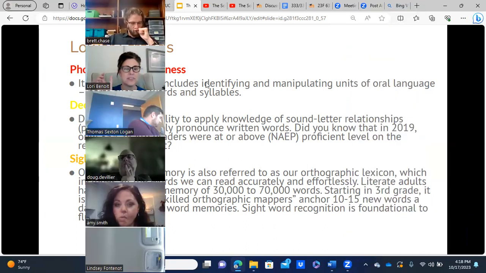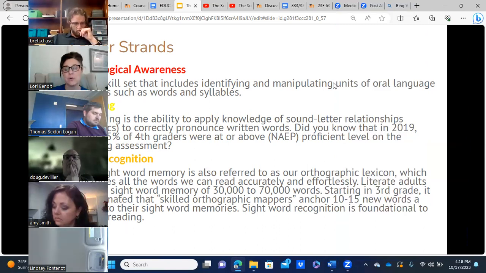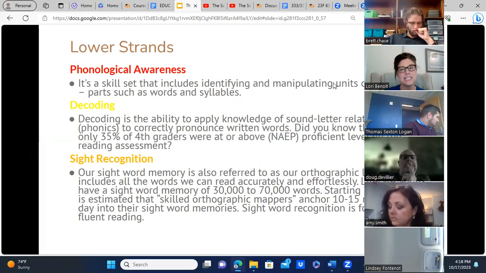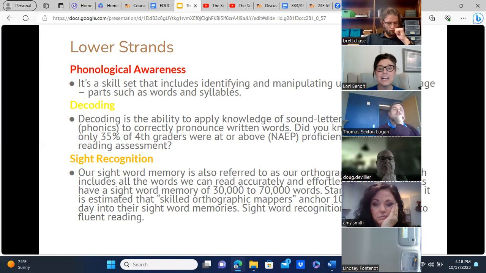So I want you to look at this statistic. In 2019, only 35% of 4th graders were at or above proficient level in reading assessment. And a big part of that is they didn't have the necessary decoding skills. Sight recognition is very important. And literate adults have a sight word memory of 30 to 70,000 words. Starting in 3rd grade, it's estimated that skilled orthographic mappers anchor 10 to 15 new words a day into their word memories. Our secondary students, I want you to process this.